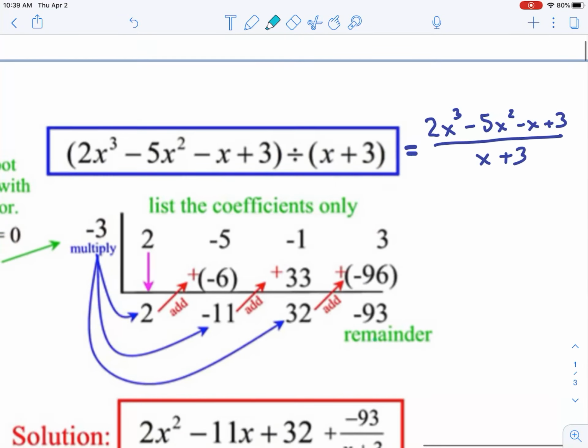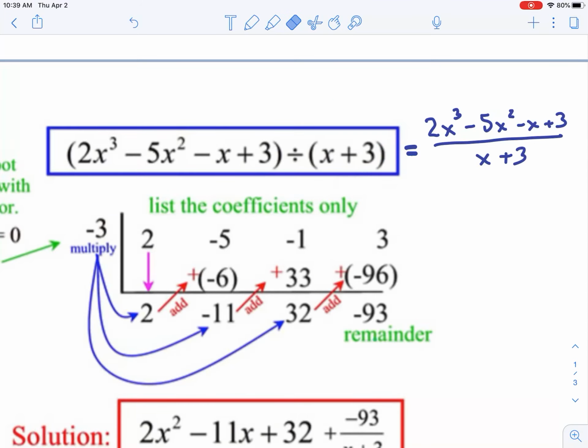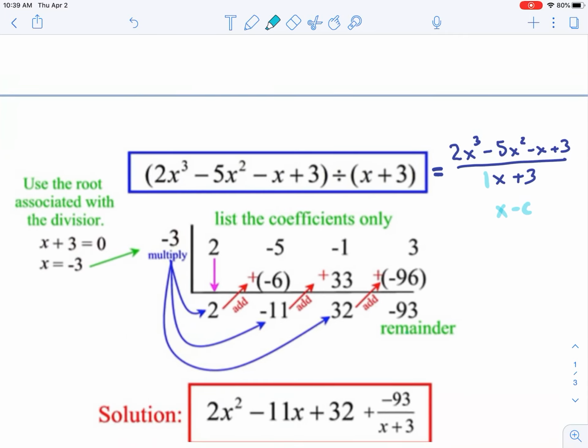We are used to seeing them in this form right here. A polynomial divided by a binomial. This is the exact same thing, a polynomial divided by a binomial. And this is in the form x minus c, where my leading coefficient, or my coefficient of the variable, is 1. Okay, here's how it's done.